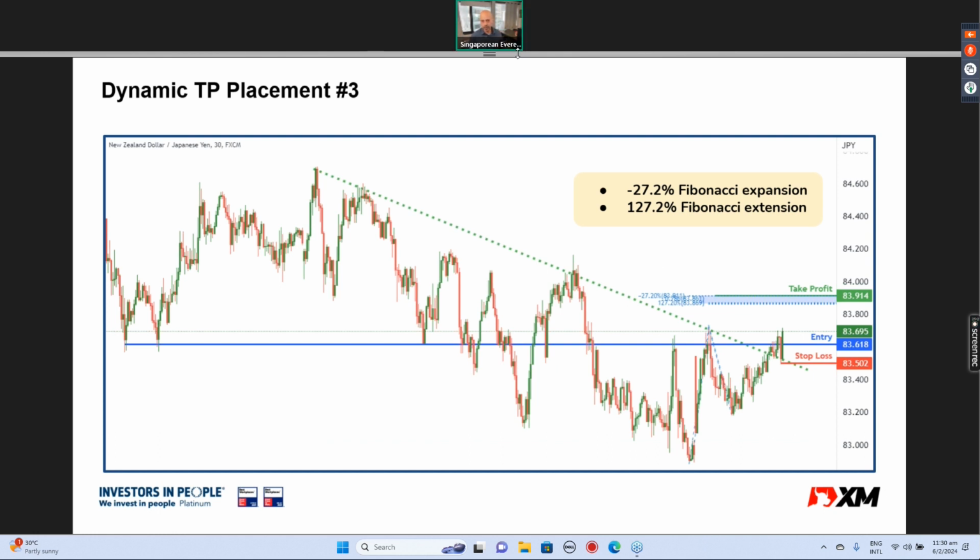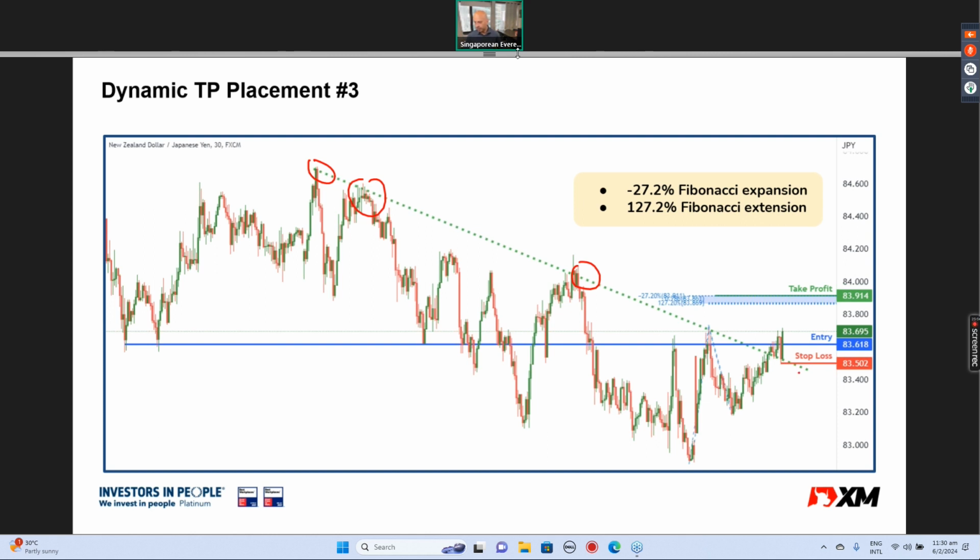Right, so in this case, we have the New Zealand dollar and Japanese yen. So we're looking at the Kiwi yen. So price has been trending lower. So we have identified this descending trend line here, right? You can see price respecting this descending trend line. But now we have done our analysis and we have come to the conclusion that this is a potential bullish breakout strategy. So this is how we've identified the buy entry at 83.61.